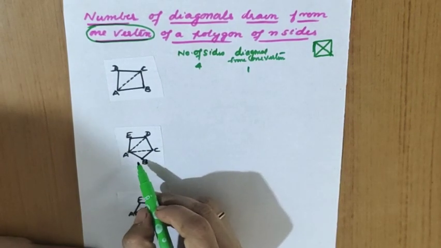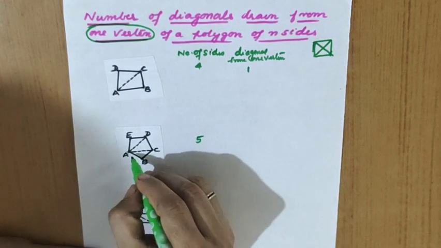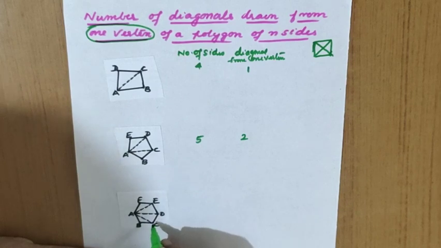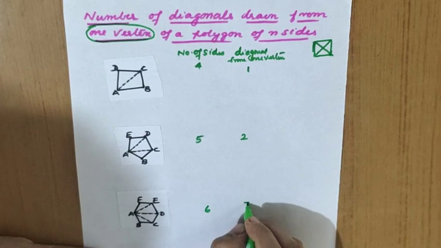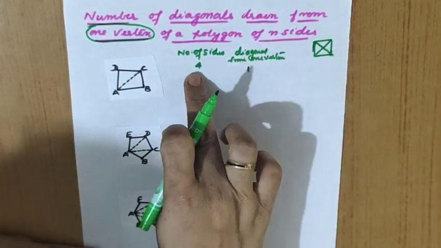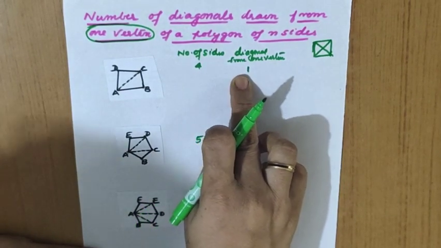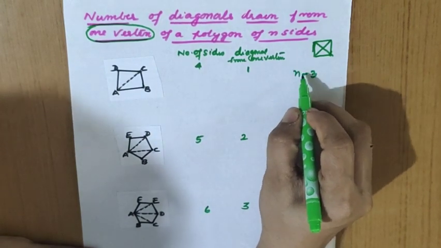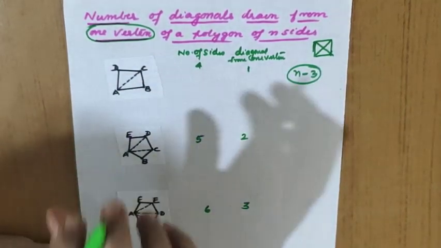Now here, how many sides are there? 1, 2, 3, 4, 5. And from one vertex, how many are we drawing? 2. Okay, now how many sides are here? 6. 1, 2, 3, 4, 5, 6. How many diagonals are from one vertex? 3 only. Now what is the relation? The number of sides less than 3. If n is 4, 4 minus 3 will be 1. So we are getting a general formula or pattern for this: n minus 3 diagonals can be drawn from one vertex of a polygon of n sides.